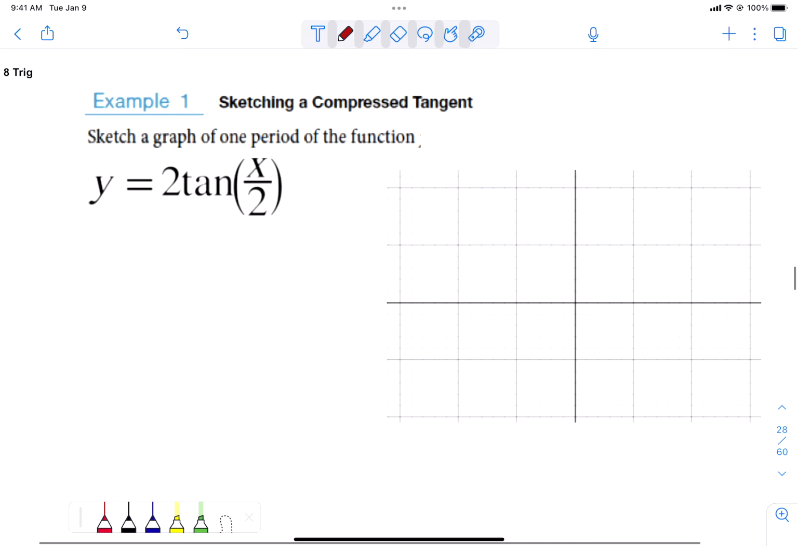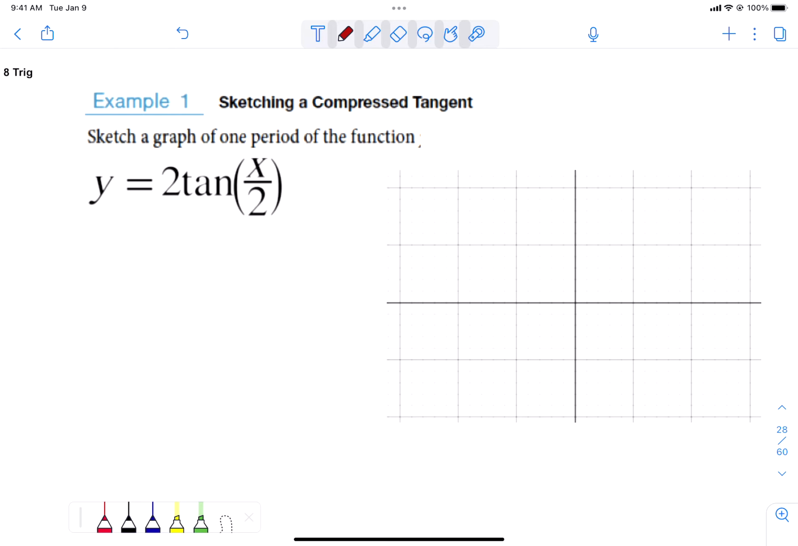So let's practice graphing some tangents. If something is on the inside, touching the x's, it's going to change the x's, just like in the sine. So this is going to change our x's. This is going to change our y's.